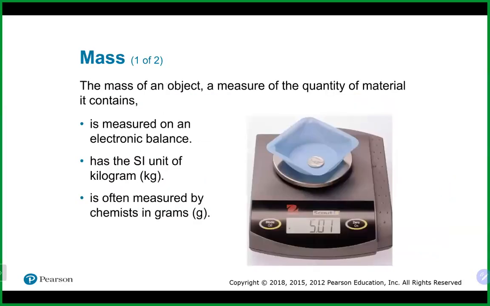Now, mass is the amount of matter there is in an object. And there is a difference between mass and weight. There is really a difference between those two words. Mass is independent of the force of gravity.